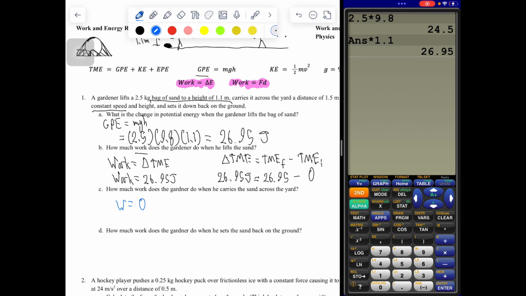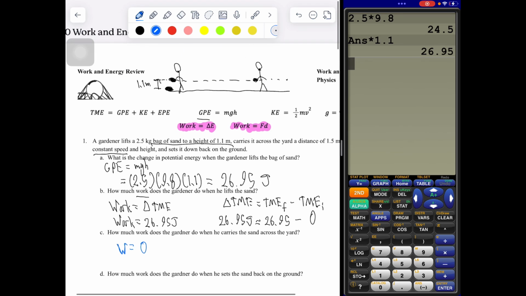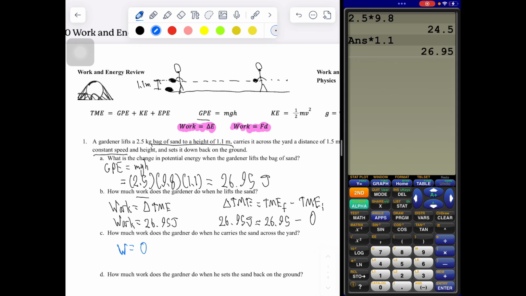You can also take a look at your work is equal to force times distance equation and say, well, aren't they applying some force over some distance? Well, if we look at our picture, to keep that bag of sand in the air, the person is applying an upward force on it as they walk across. Upward force on the bag of sand, while the distance they are moving is to the right. Since the force is perpendicular to the distance, that force is going to do no work.